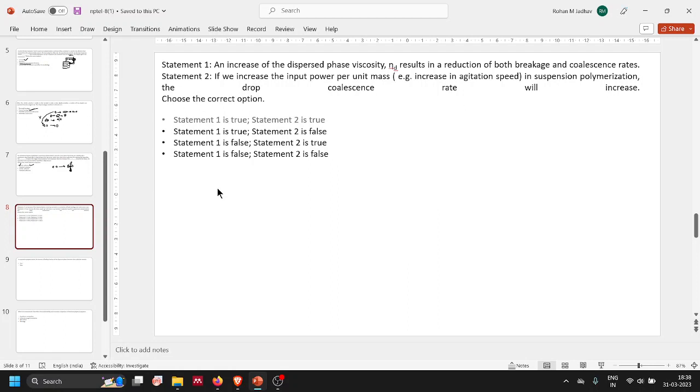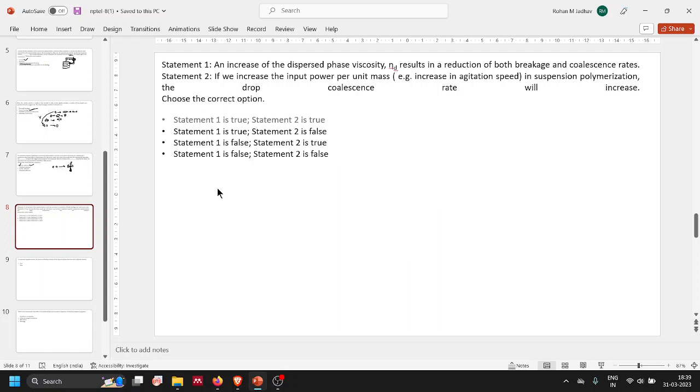So from a straightforward point of view, we can see that an increase of the dispersed phase viscosity, eta D, results in reduction of both breakage and coalescence rate. Since the dispersed phase viscosity is increasing inside the dispersion medium, the drop breakage rates will reduce since the viscosity is high enough. They won't be going far away enough, so the breakage will be prevented.